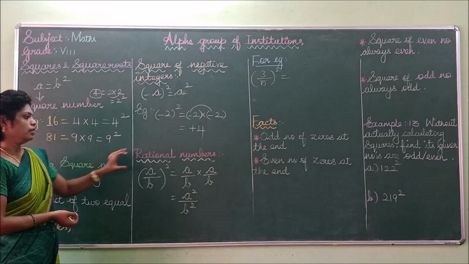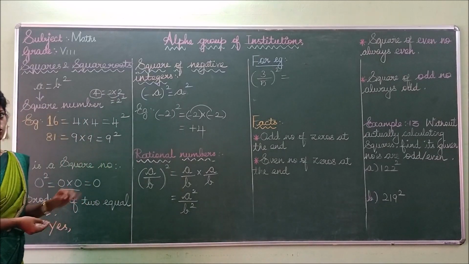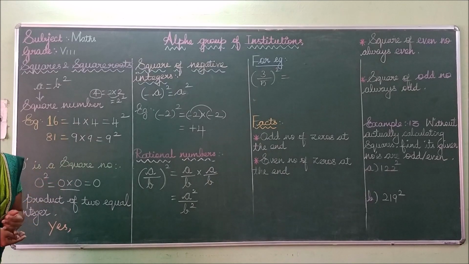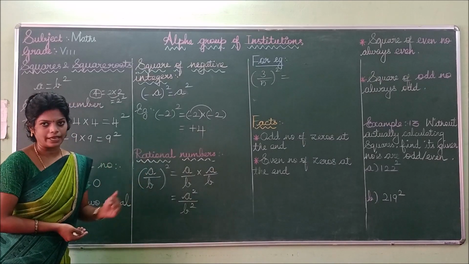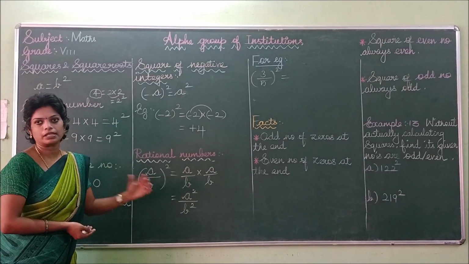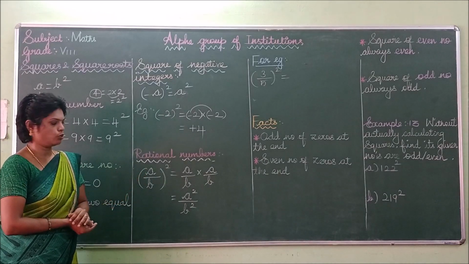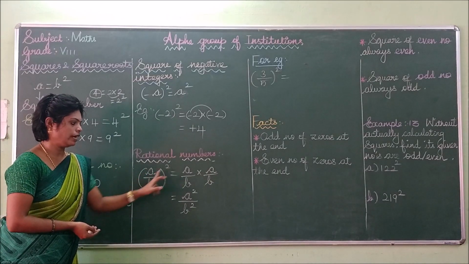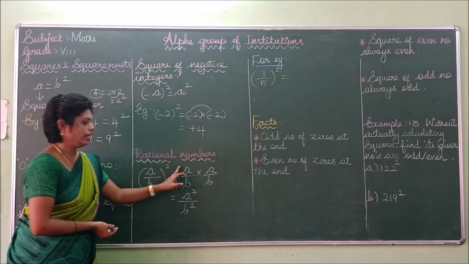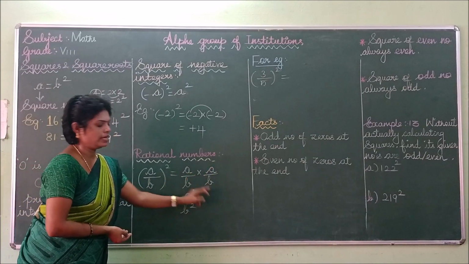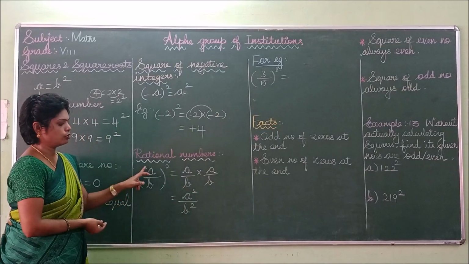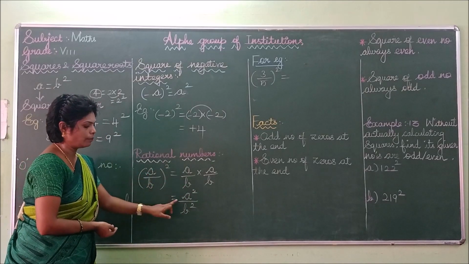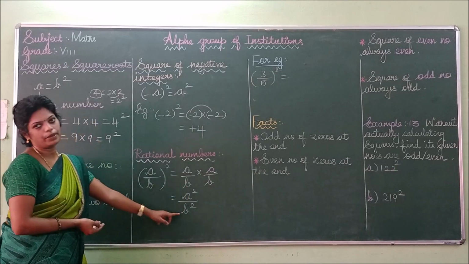Okay, now listen, next one is rational numbers. From the first chapter we have been discussing rational numbers. A rational number is in the form p by q where the denominator must not be equal to 0. So a by b the whole square: how can you write this? As a by b into a by b, so a into a is a square, b into b is b square. So a by b the whole square can be represented as a square by b square.